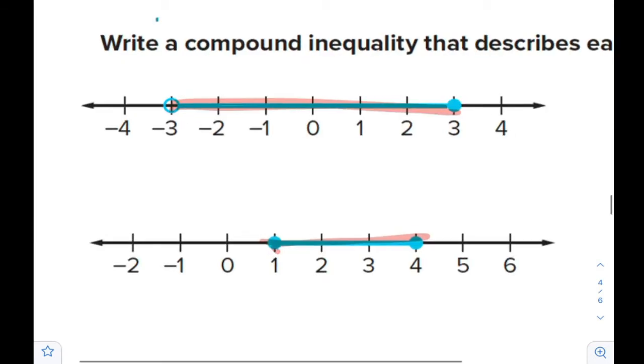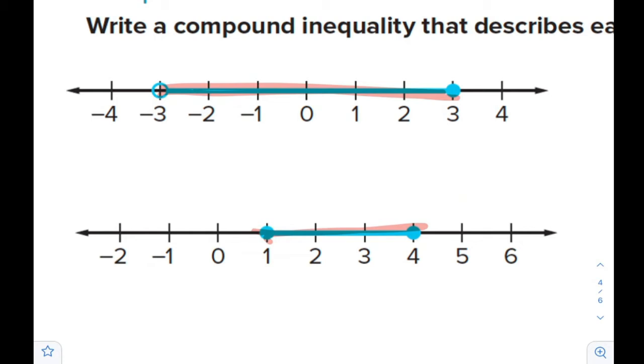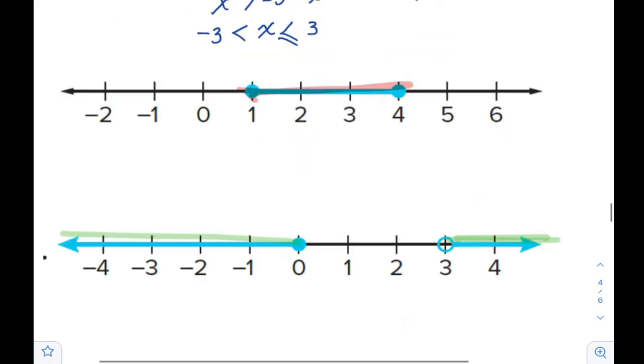So in this case, as we are describing the solution, we can say that it's x more than -3, and because it is the intersection, x less than or equal to 3, because here it's closed. Or we can write x in the middle between -3 and 3, including the 3. So simply we can write it this way. Here we have the same thing, x more than or equal to 1, less than or equal to 4.